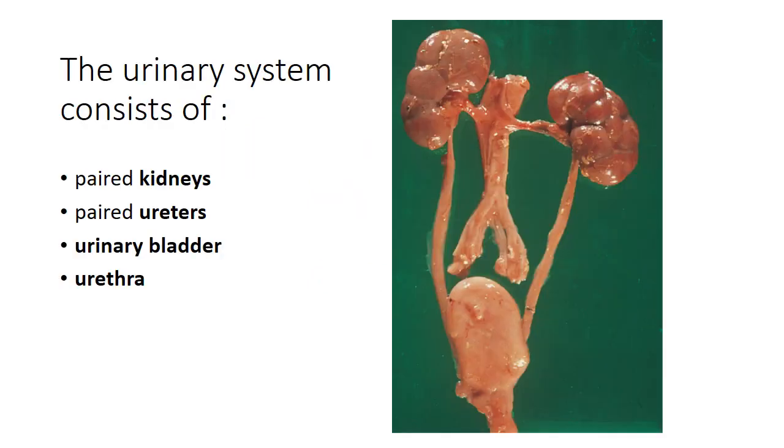The urinary system consists of paired kidneys, these two bean-shaped organs located on each side of the vertebral column, paired ureters, a single urinary bladder, and a single urethra. As you know already, the kidneys are responsible for the production and secretion of urine. The ureter will collect this urine and transport it into the bladder, where it will be stored until it is voided outside of the body through the urethra.